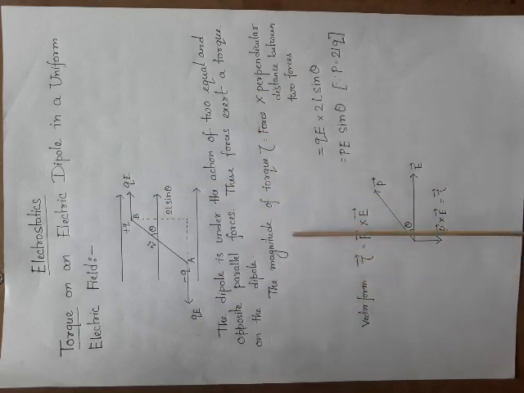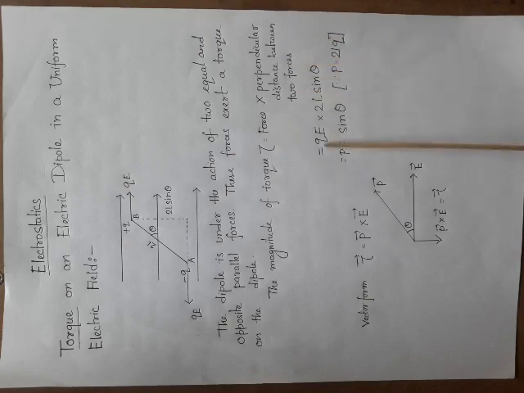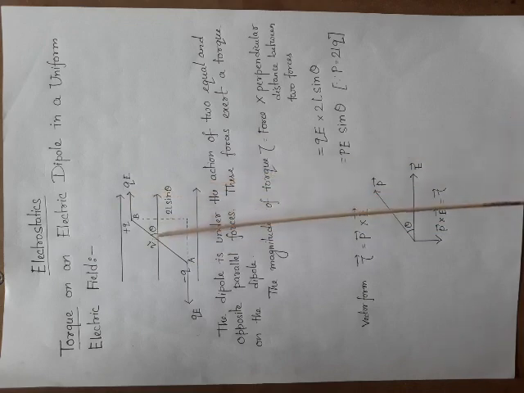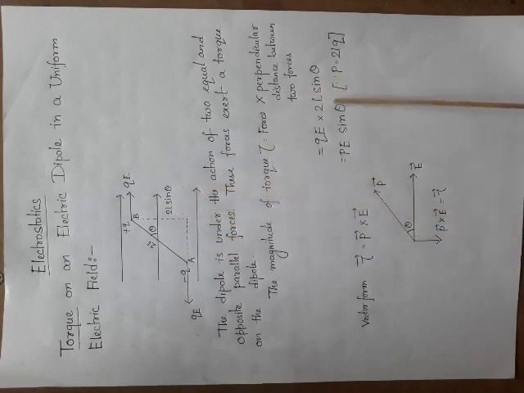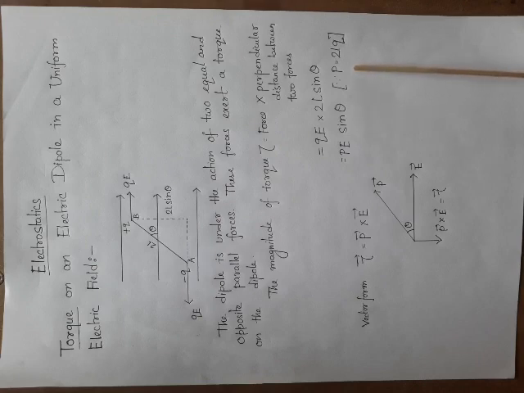We know the magnitude of torque, we have learnt in class 10 also, is equal to force into perpendicular distance between two forces is equal to any one of the force means qE, and this perpendicular distance is equal to 2L sin theta, as this length is 2L and this angle is theta. Therefore, the perpendicular distance is 2L sin theta. We are replacing it here. Therefore, the magnitude of the torque is equal to qE into 2L sin theta. That also can be written as pE sin theta, as 2Lq means p, that is the dipole moment.